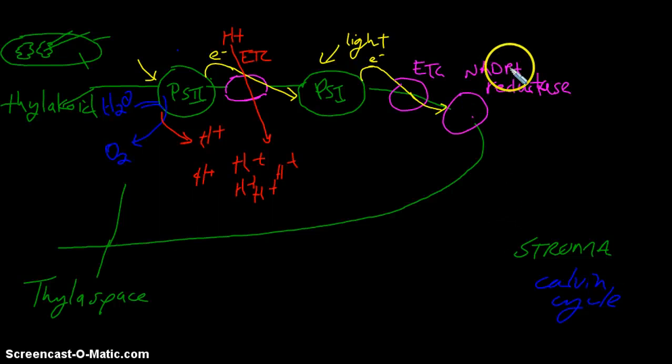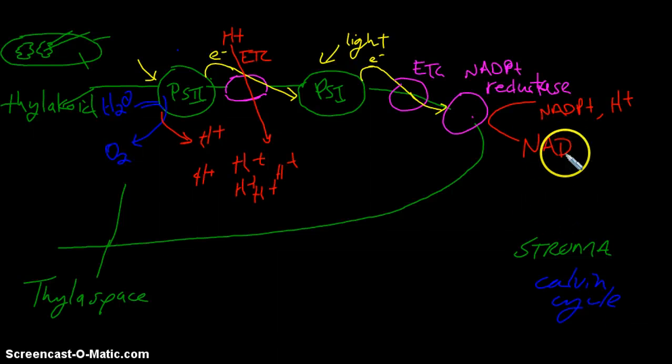Reduction is going to be gaining of electrons. It's gaining electrons for NADP plus. So we know what to expect here. NADP plus in the stroma combines with the low energy electrons from that second electron transport chain to form reduced NADPH. Now there are high energy electrons in this electron carrier that can be used to power the Calvin cycle.